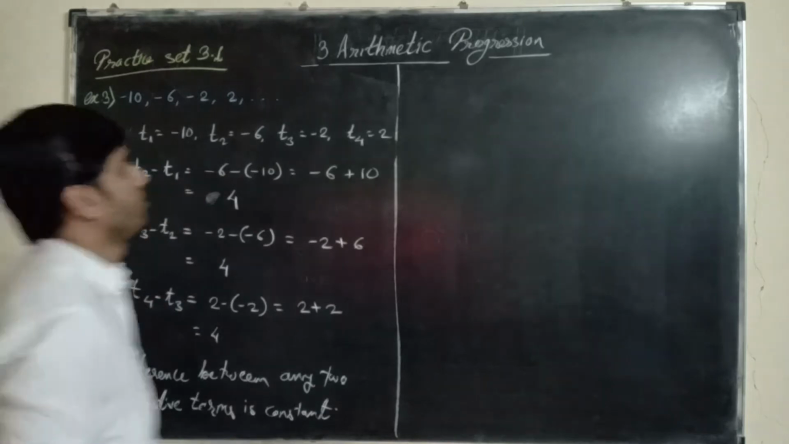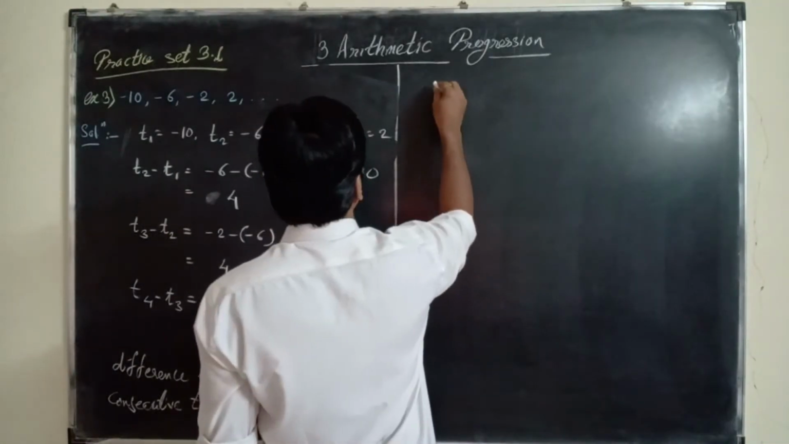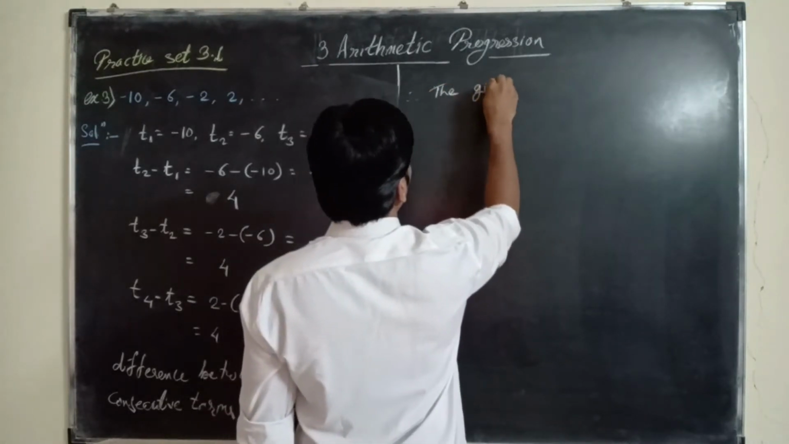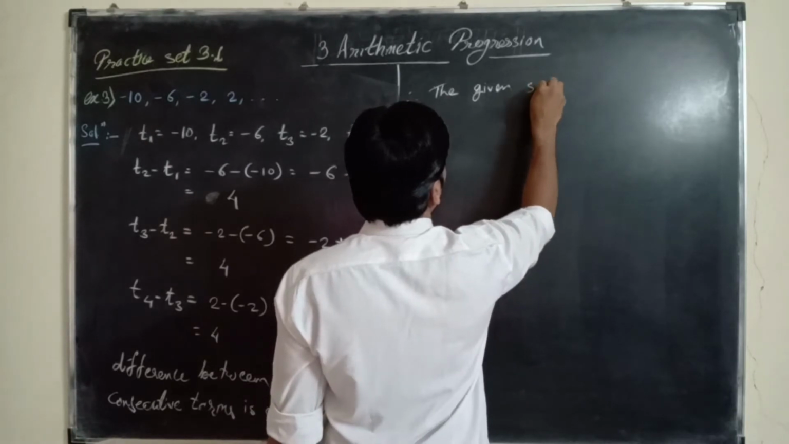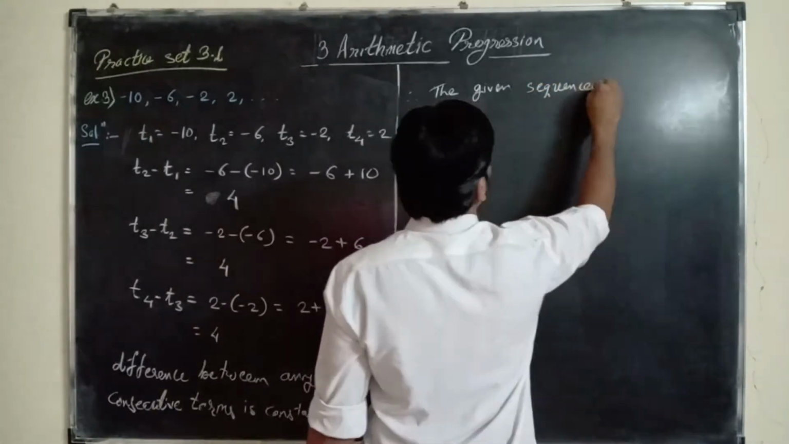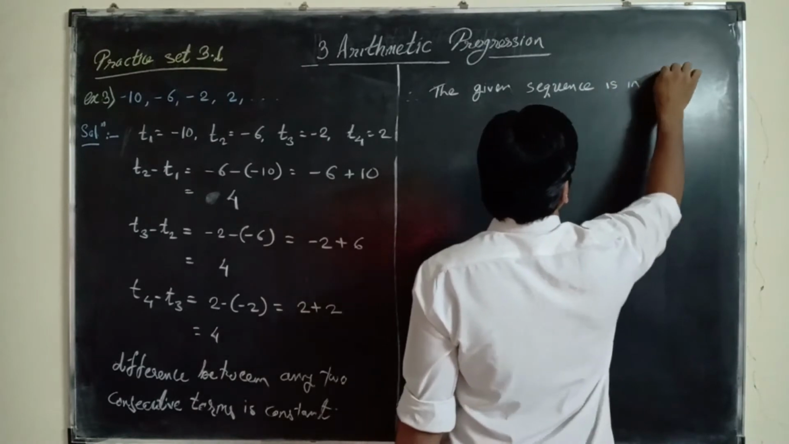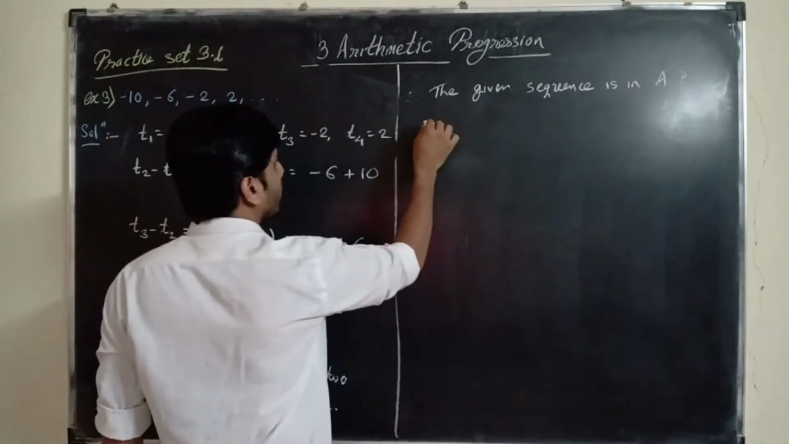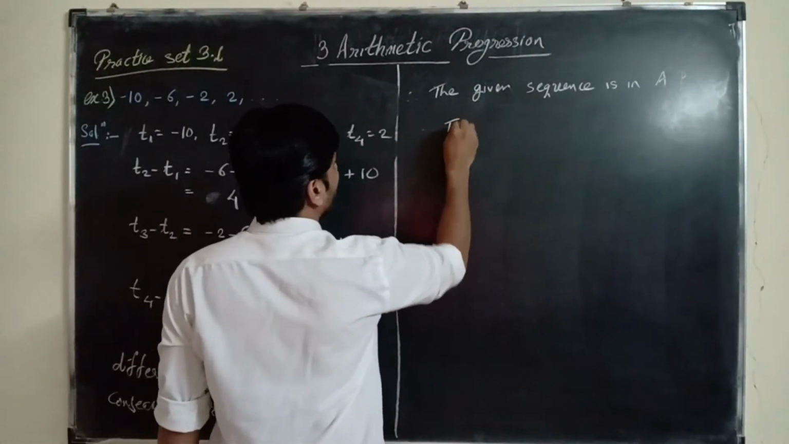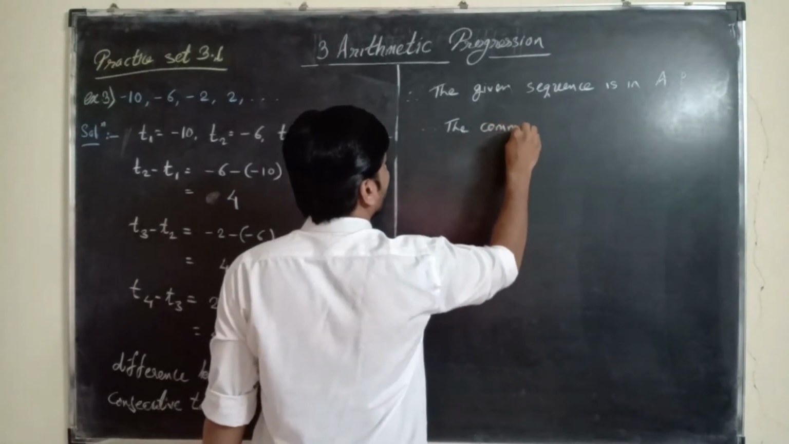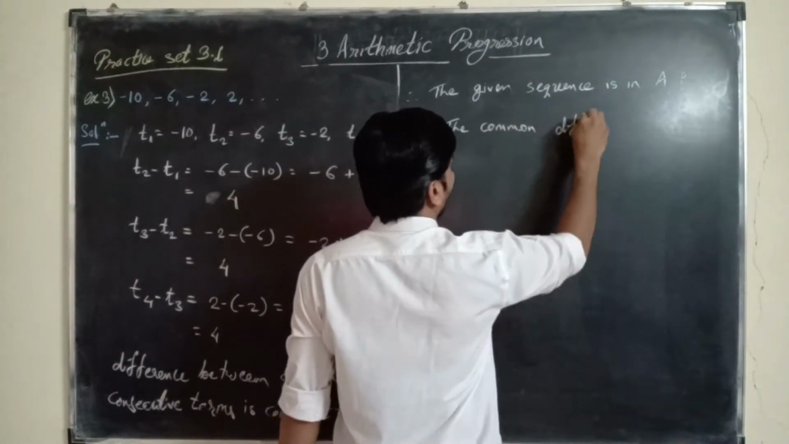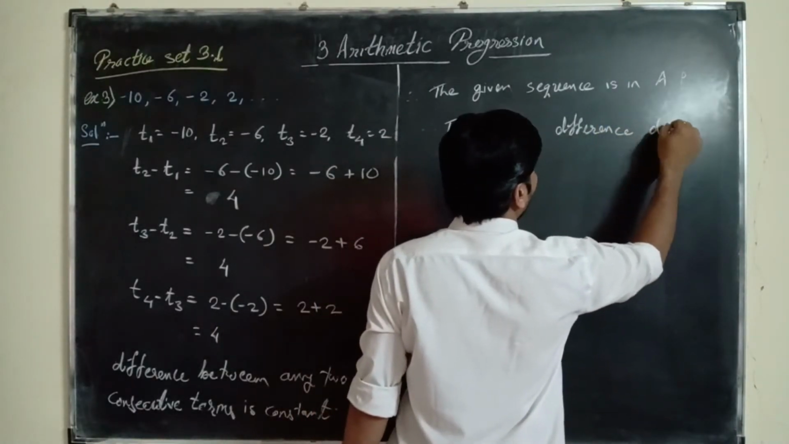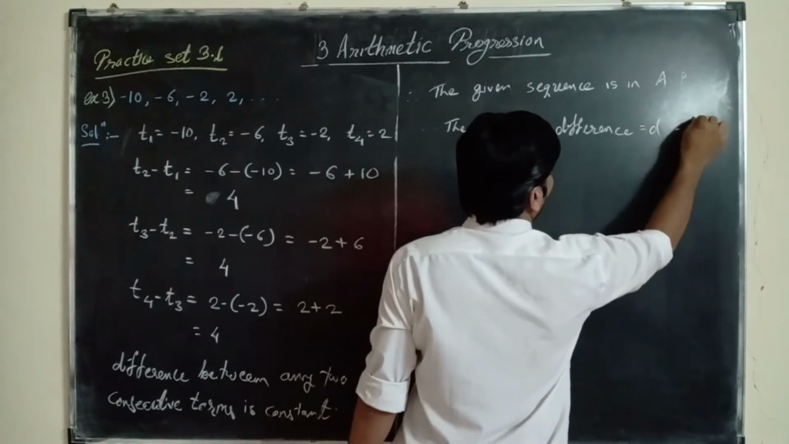Which is 4. So we can say that therefore the given sequence is in arithmetic progression, and the common difference they are asked in the question, therefore the common difference, which is D, is equal to 4.